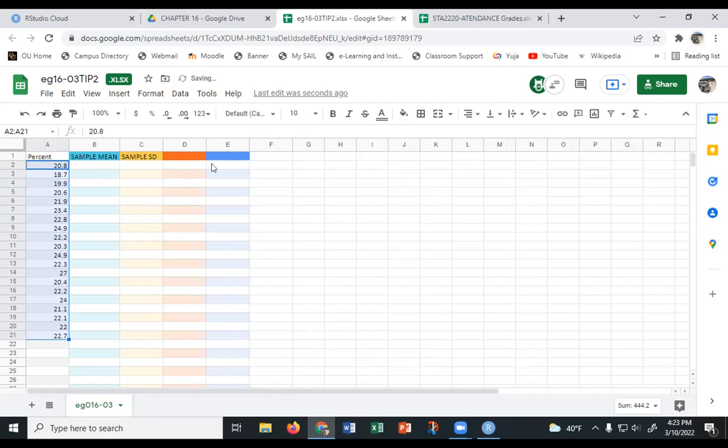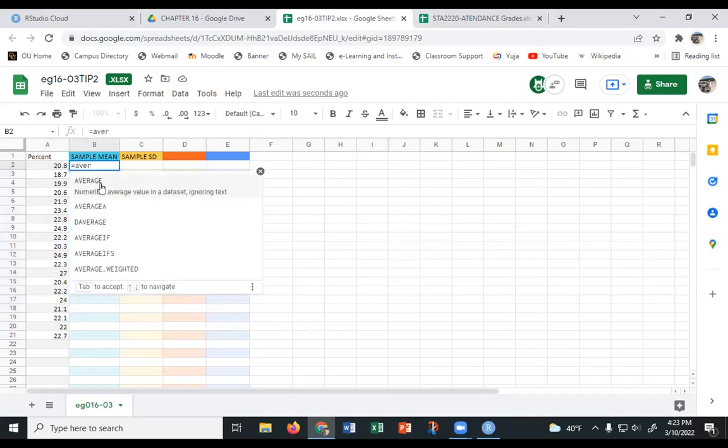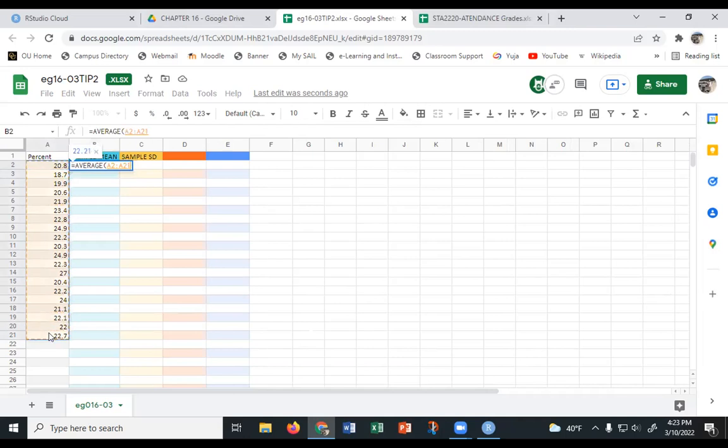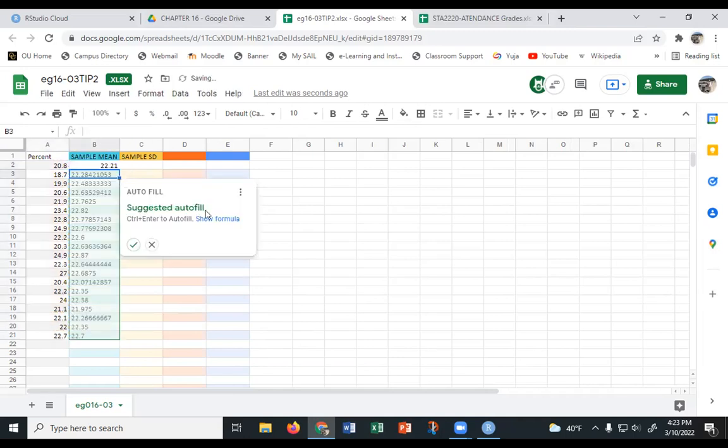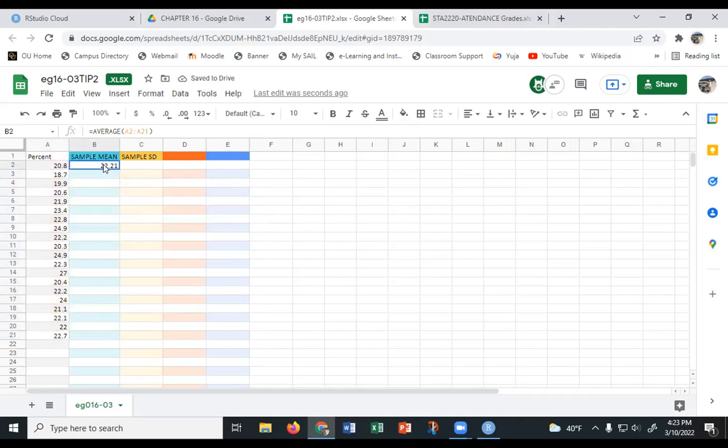So yay. What is the sample mean? Do you guys remember how to do sample mean? Yeah. Thank you. Equal average, and then just highlight the range. 22.21.